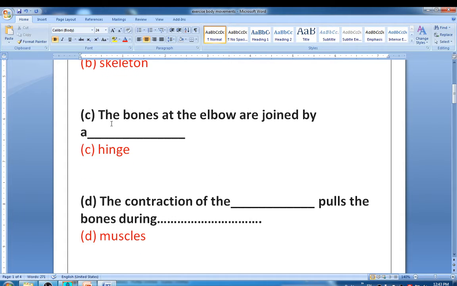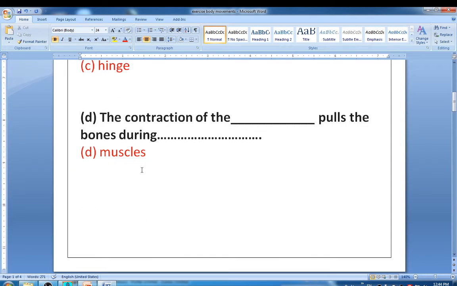Next, the bones at the elbow are joined by a dash dash. Here you have to write the type of joint by which the elbows are joined. So that joint is the hinge joint, H-I-N-G-E, hinge. So write that or check your answer.